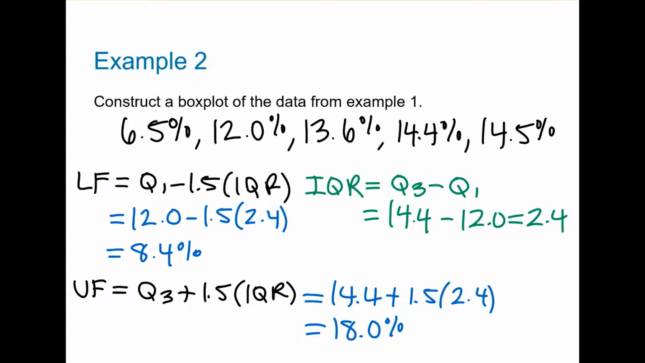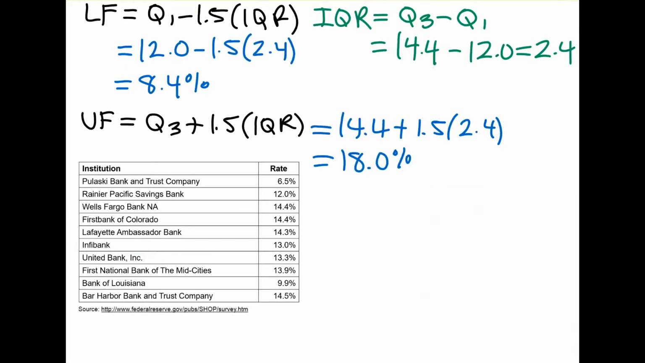Now let's check the raw data for outliers. Let's check for data values that are less than 8.4%. Here we have 6.5%, and this is less than 8.4%, so 6.5% is an outlier. Now let's check for data values that are greater than 18%. There are none, so 6.5% is the only outlier.